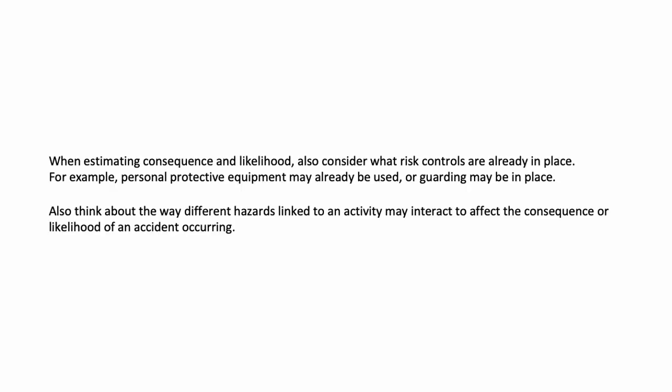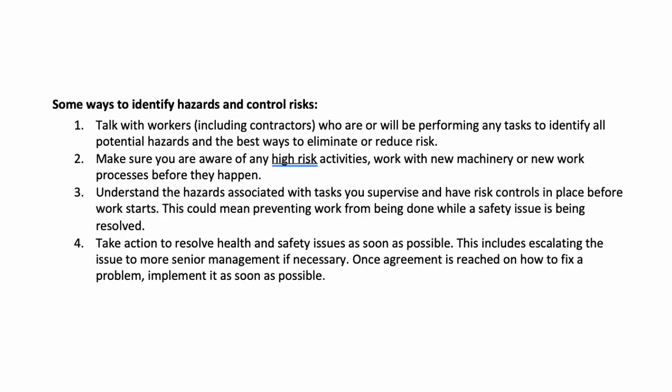When estimating consequence and likelihood, also consider what risk controls are already in place. For example, personal protective equipment may already be used or guarding may be in place. Also think about the way different hazards linked to an activity may interact to affect the consequence or likelihood of an accident occurring. Some ways to identify hazards and control risks: talk with your workers, including contractors who are or will be performing any tasks, to identify all potential hazards and the best ways to eliminate or reduce risk.